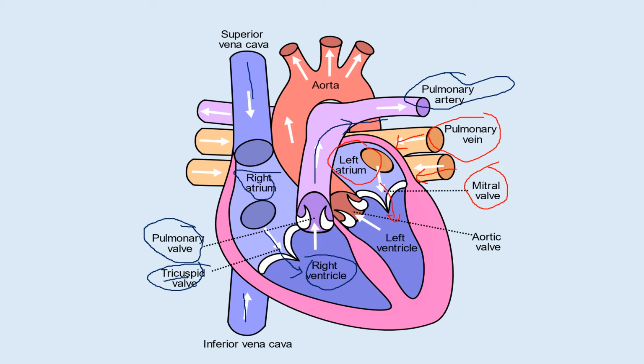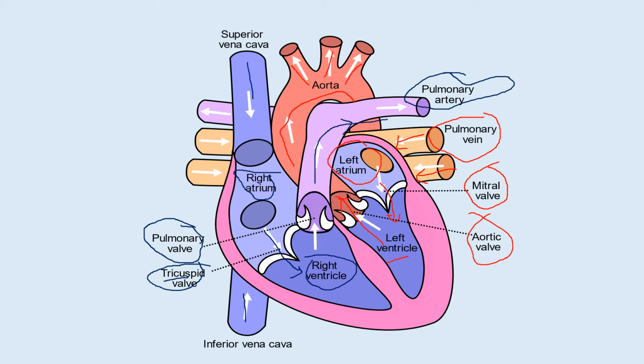Now the left ventricle has the pure blood, and the left ventricle in turn pumps the blood to the aorta through the aortic valve. And now the blood reaches the aorta. Now this blood is pure blood and this is pumped into the various parts of the body.